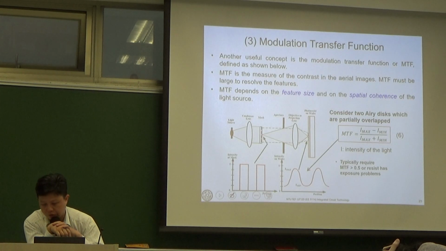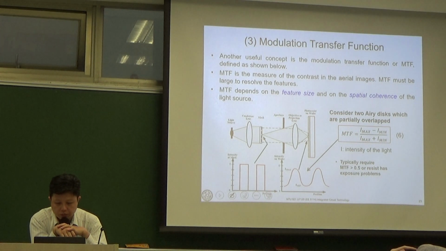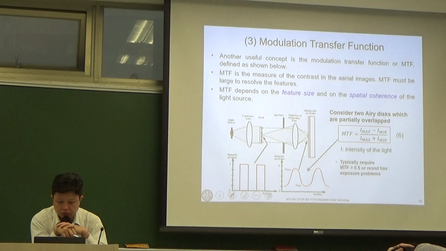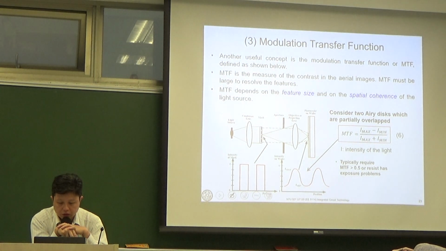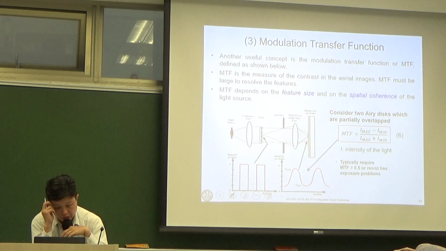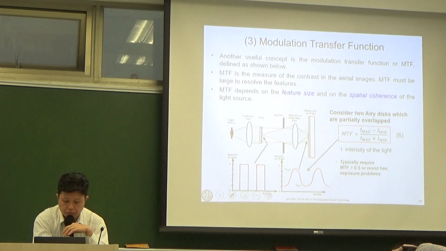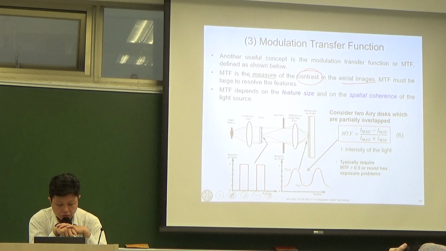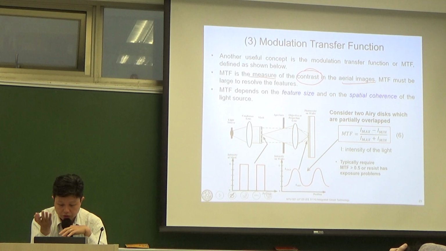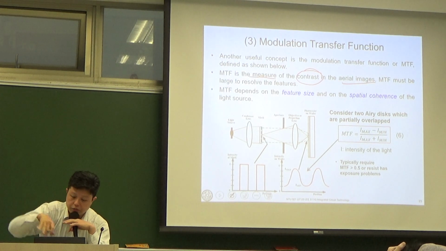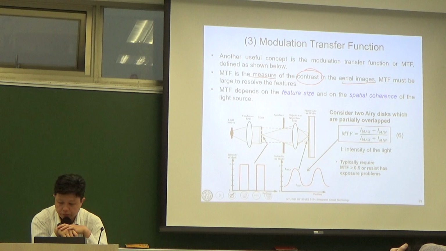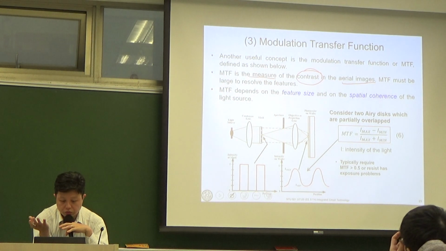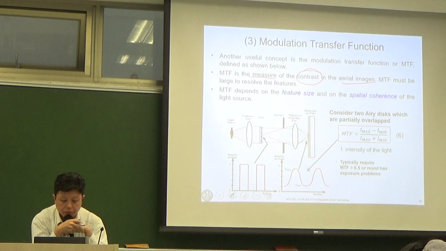Okay, and the third one is the modulation transfer function. This modulation transfer function is the measure of the contrast in the aerial image. So do you remember what the aerial image is? That's the 2D image on top of your photoresist. Ideally it should look the same as what you design on your mask.